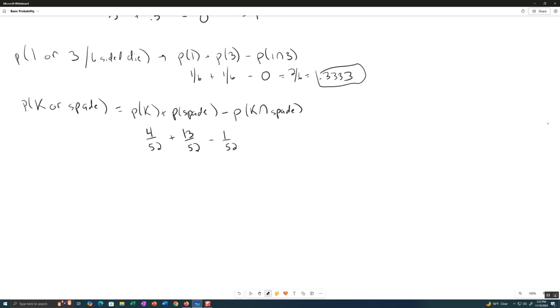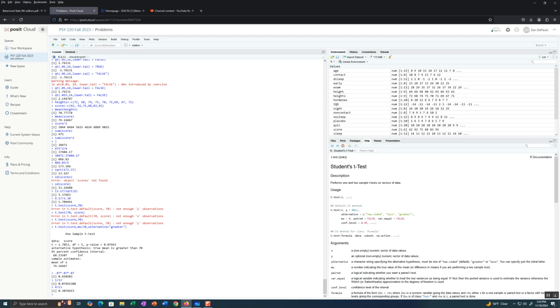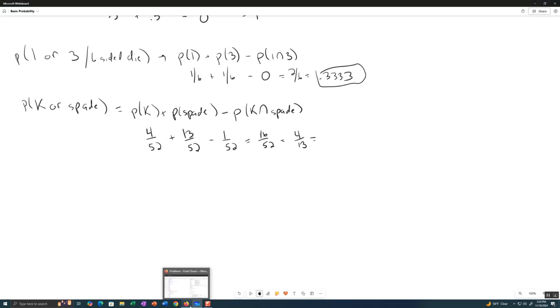So these are not mutually exclusive events because this probability is greater than 0. So these are not mutually exclusive events. So 4 and 13 is 17 minus 1 is 16 over 52. Reduce it to 4 out of 13. 0.3077. And that's an example where you don't have mutually exclusive events and how that you have the intersection there that you have to subtract.